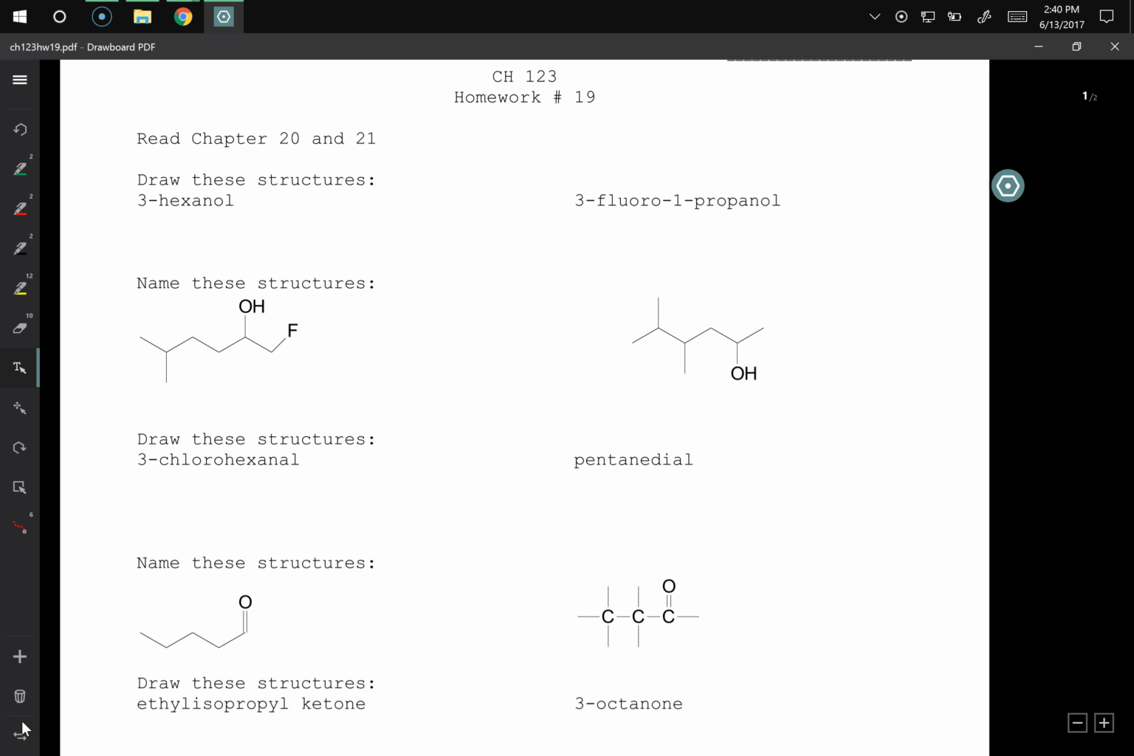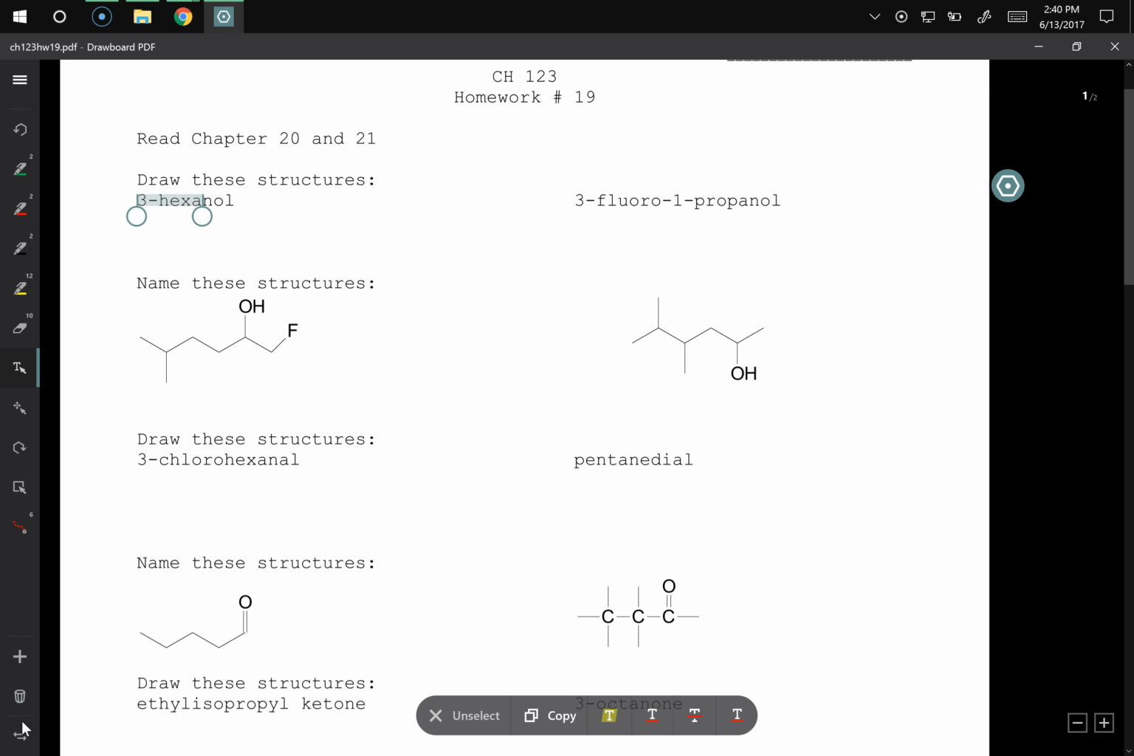Okay, so do this first one, 3-hexanol. So, 2, 3, 4, 5, 6, and it doesn't really matter which direction I do this from, so I'll just put an OH right there.